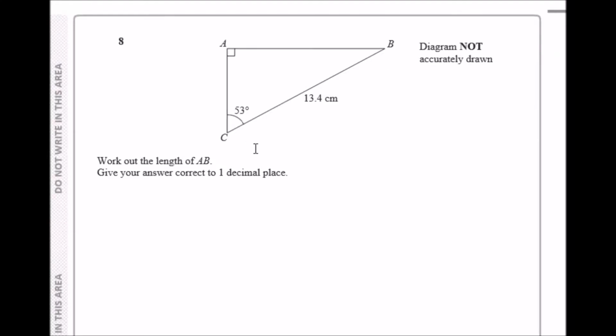So here we're given a right angle triangle with an angle of 53 degrees and a length BC of 13.4 centimeters. Work out the length of AB. To work out length AB, let's give it a name, call it x. Give your answer correct to one decimal place.